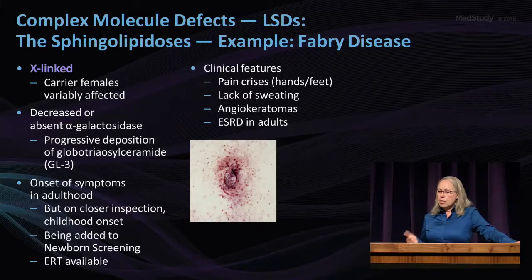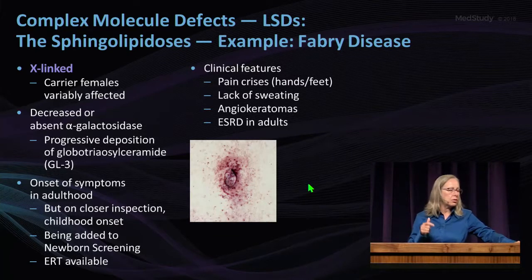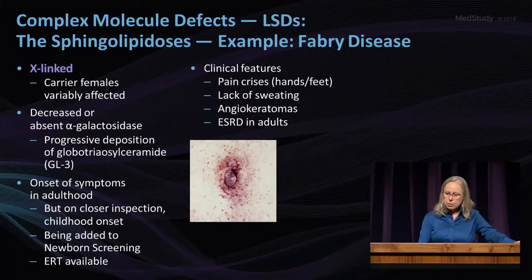The adults with these can have pain crises, especially of the hands and feet. There's a lack of sweating. These angiokeratomas, especially around the umbilicus, are the key feature. And you'll see it in clinic. You'll see it on every exam. You get end-stage renal disease in adults. And with the enzyme replacement therapy, you're hoping to avoid that by starting it early in the children.